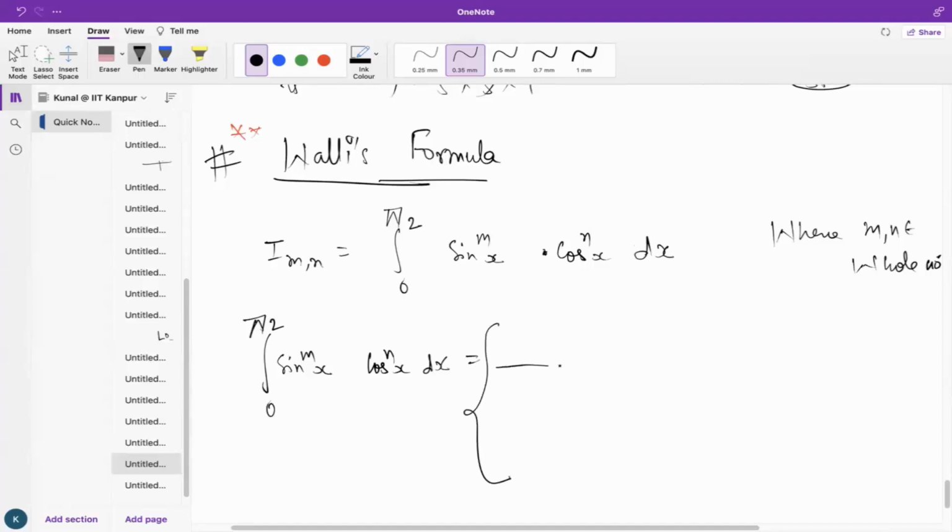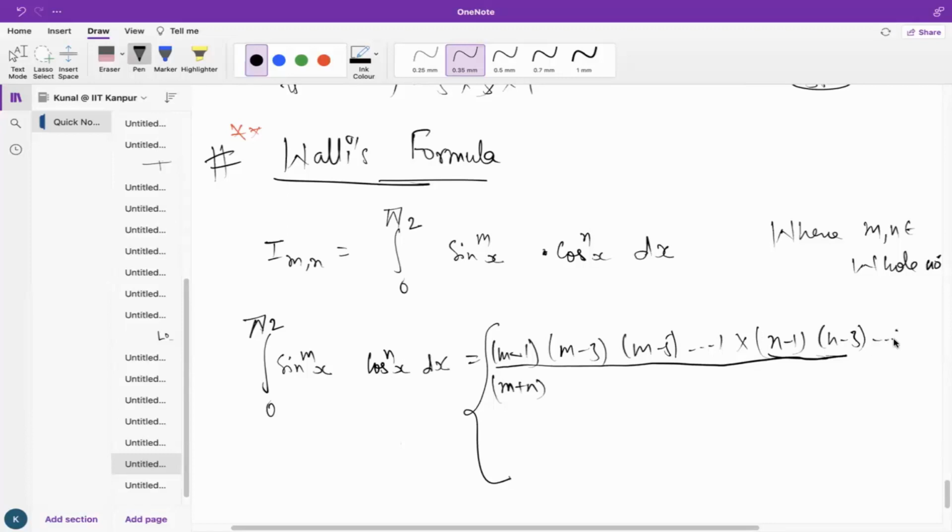let me write here. First add the whole power, and then subtract 1, and then start subtracting 2 from each term, like m minus 3, m minus 5 till we get 1, and the same thing we do with n minus 1, n minus 3 till we get 1, right?